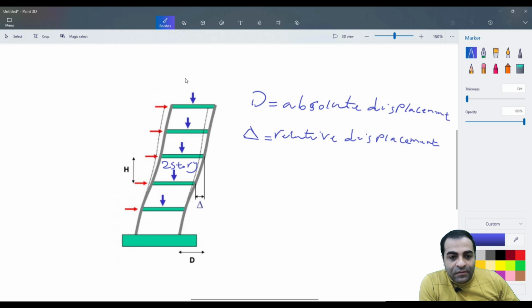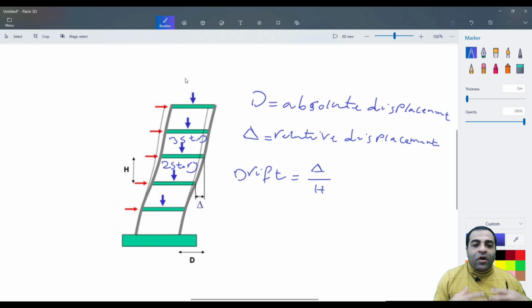That is really important. And the drift ratio is delta divided by h, or the height of the story. Okay, let me check it or review it. The drift or drift ratio of every story is the relative displacement of that story related to the story above, divided by the height of the story.